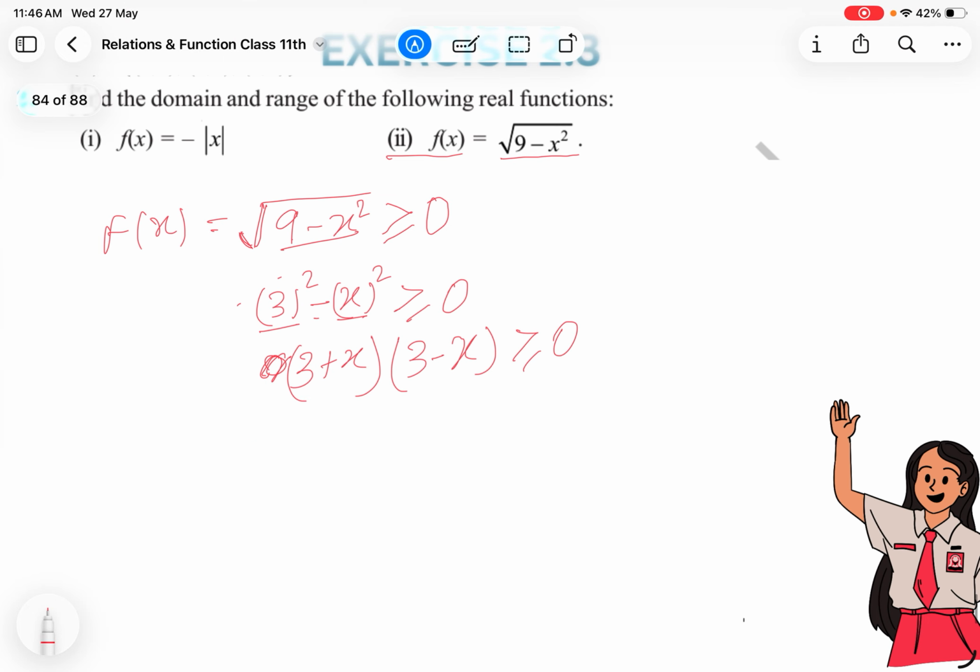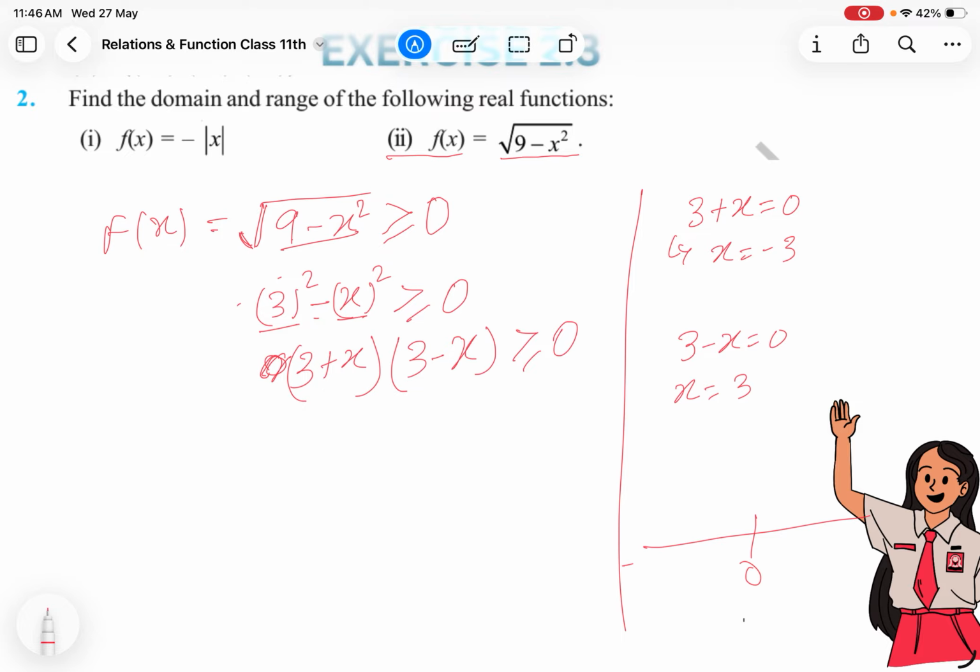Okay, right. So if you come here and see 3 plus x equal to 0, and you solve 3 minus x equal to 0, we'll get x equal to minus 3, and here x equal to 3. So on the number line, suppose this is 0, this is minus, this is plus. On the number line, we are getting here minus 3 and here 3. So we have 3 intervals now.